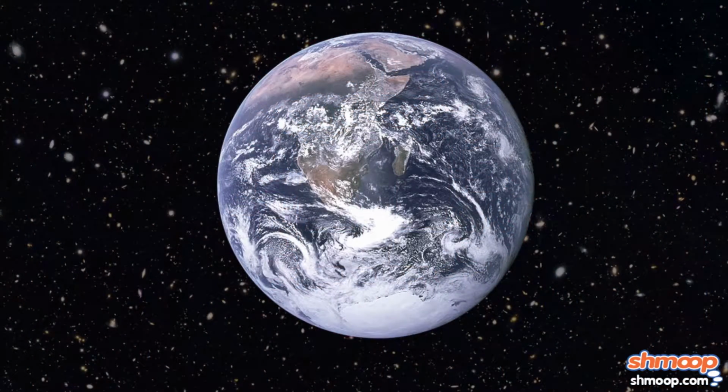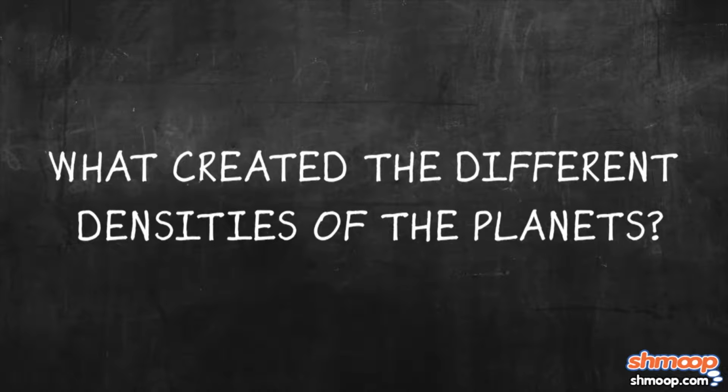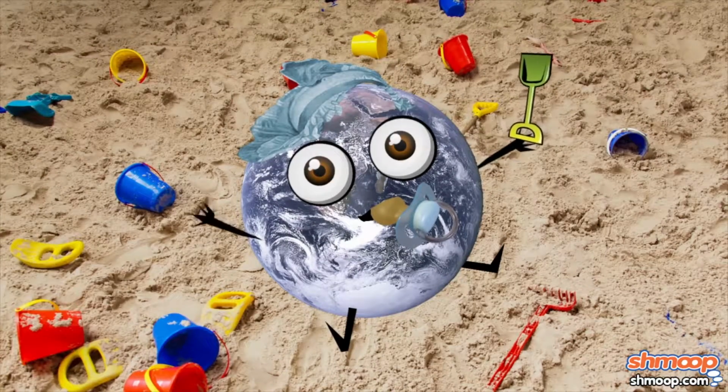What created the different densities of the planets? So it has to do a lot with the compositions, the different chemical elements that are in there. So the Earth being mainly like silicon oxide, stuff like that. Silicon oxide sand, you mean? Yeah, sand. So we have some kind of characteristic density.